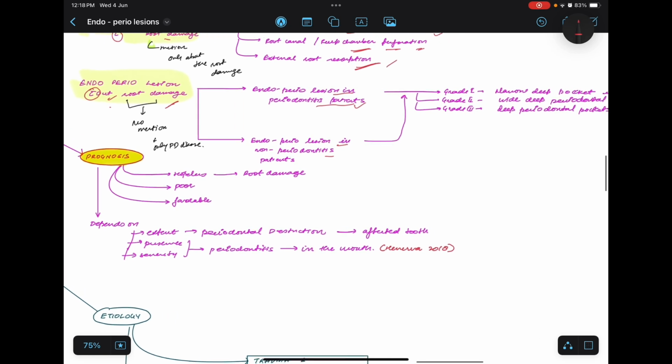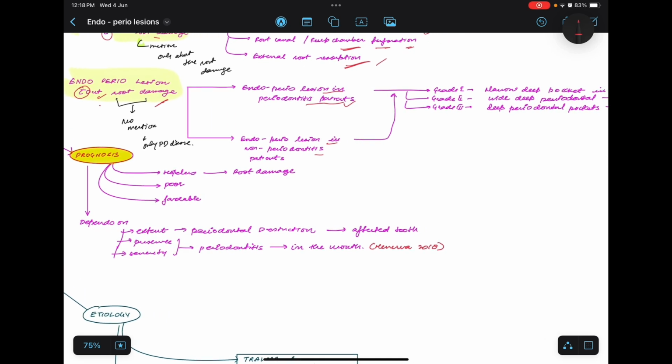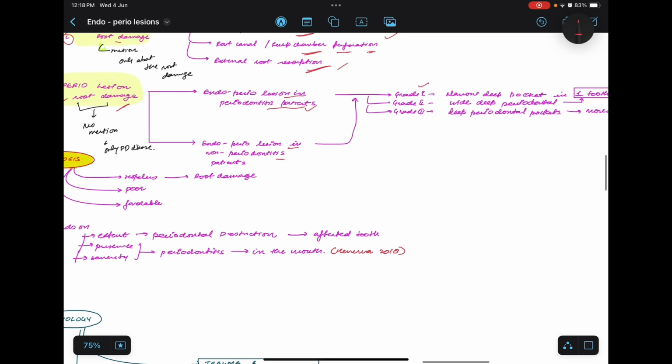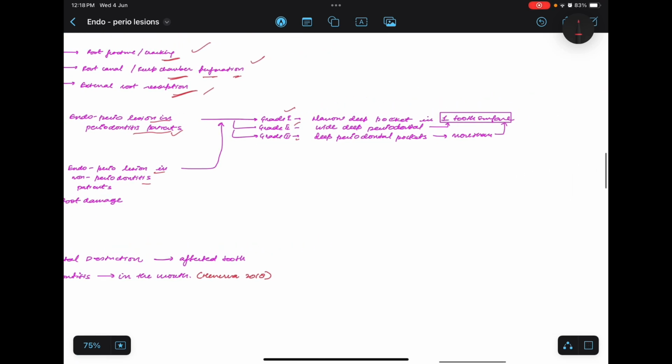Now in case it is endo-perio lesion in a periodontitis patient, then again we classify into grade 1, grade 2 and grade 3. So grade 1 is basically when there are narrow pockets in one tooth surface, grade 2 is wide and deep periodontal pockets in one tooth surface, and grade 3 is deep periodontal pocket in more than one tooth surface. Be very careful, they're mentioning tooth surface, they're not saying more than one tooth. We are calculating the prognosis of a particular tooth, not the dentition. So be careful about that.